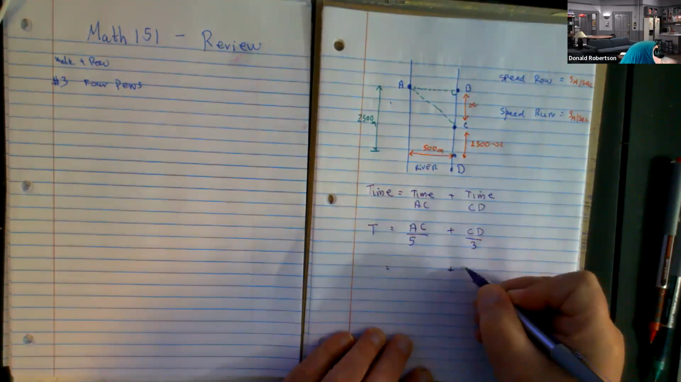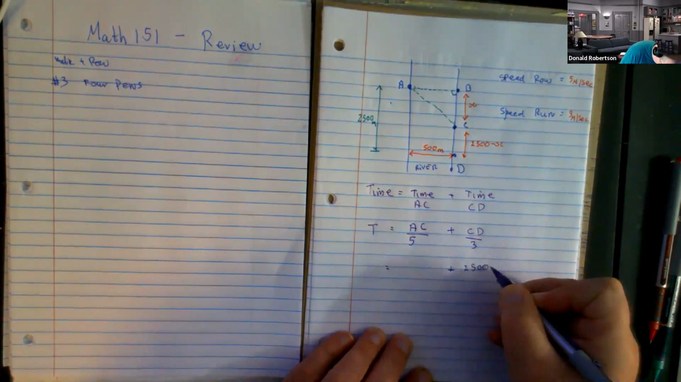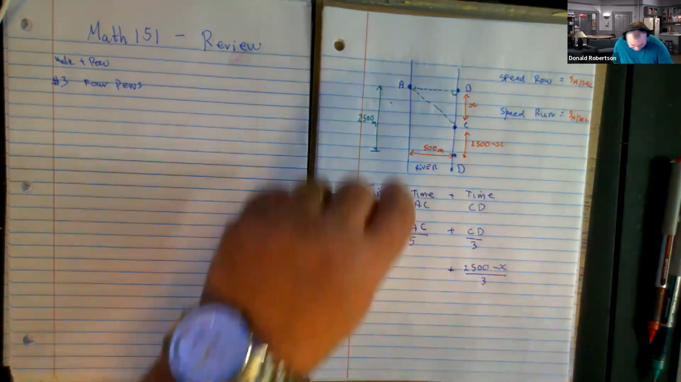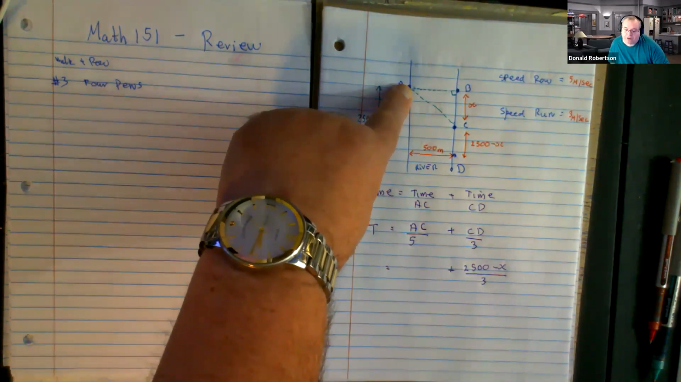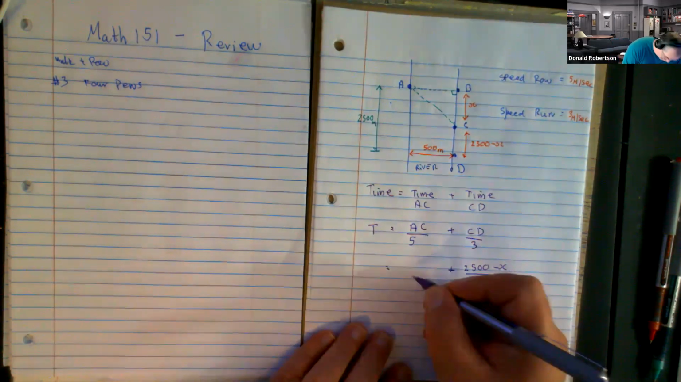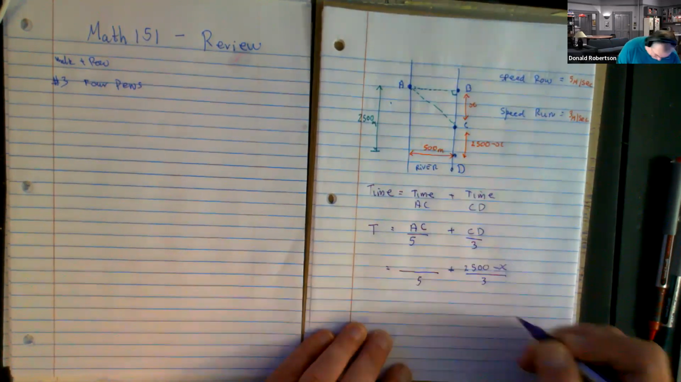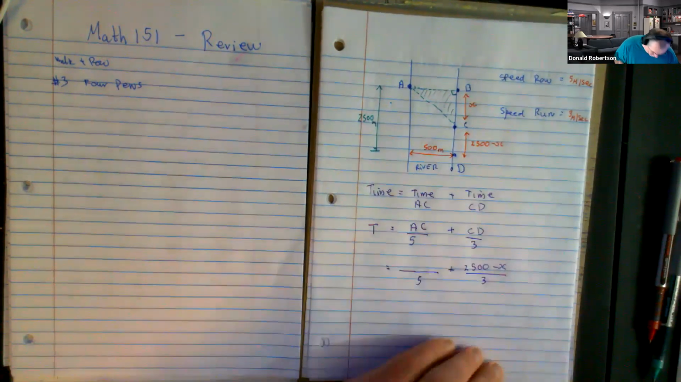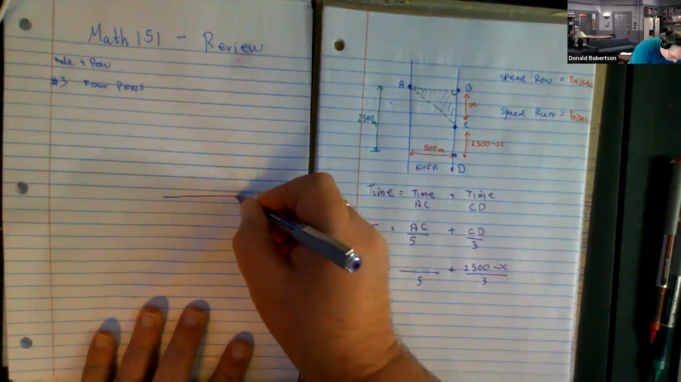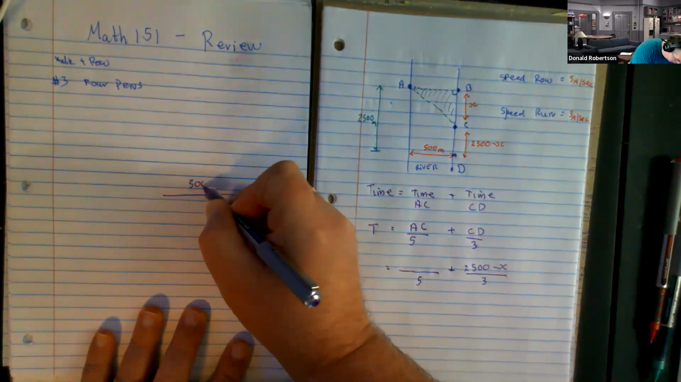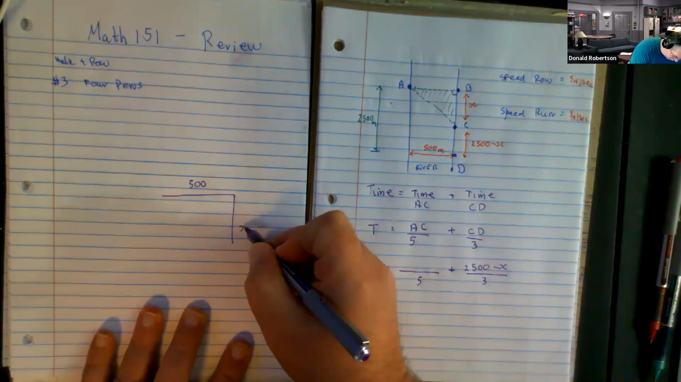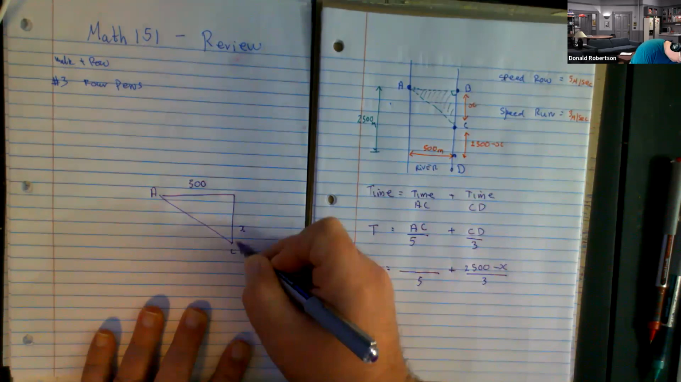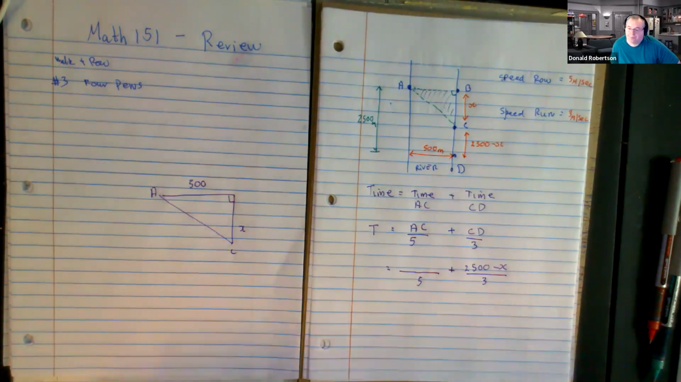CD is 2,500 take away x divided by 3. Now, the only other distance that I don't know yet is AC, right? This guy. I know it's going to be over 5, but I don't know what AC is. And if you focus on that right angle triangle, you know this distance is 500. You know this distance is x, and you're trying to find A to C.